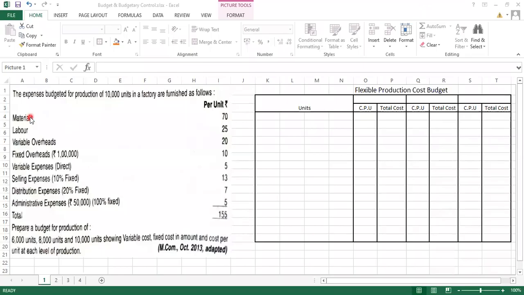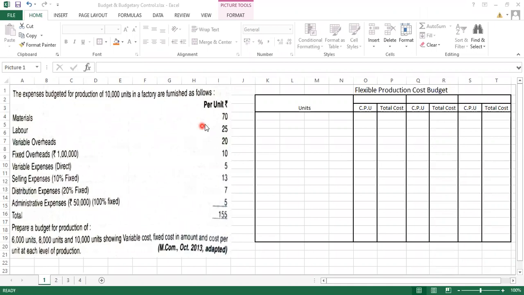The very first type we are going to take will be a flexible budget. The expenses budgeted for the production of 10,000 units in a factory are furnished as follows. ये जो information है वो किसके लिए दिया है? Production of 10,000 units के, जब आप 10,000 units को produce कर रहे हैं तो what all are your expenses? उसका budget दिया है. Okay.